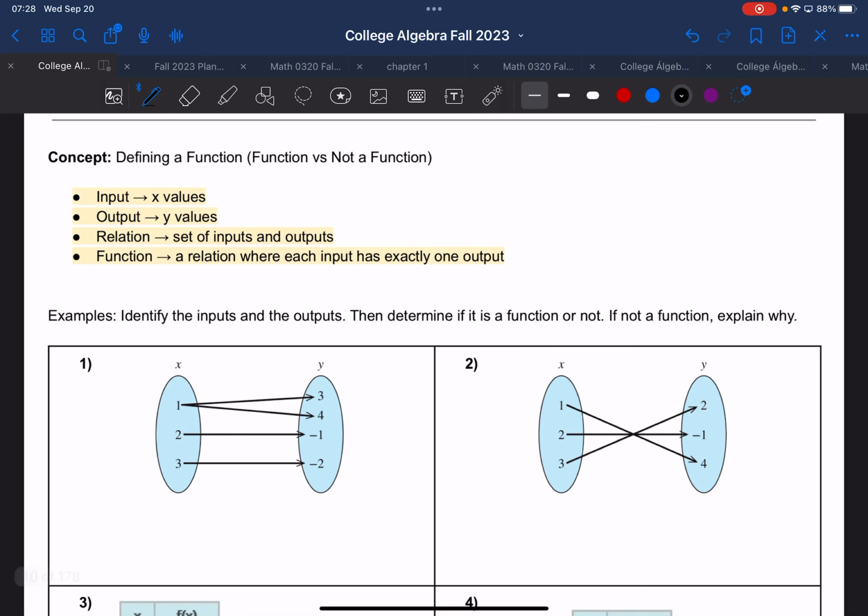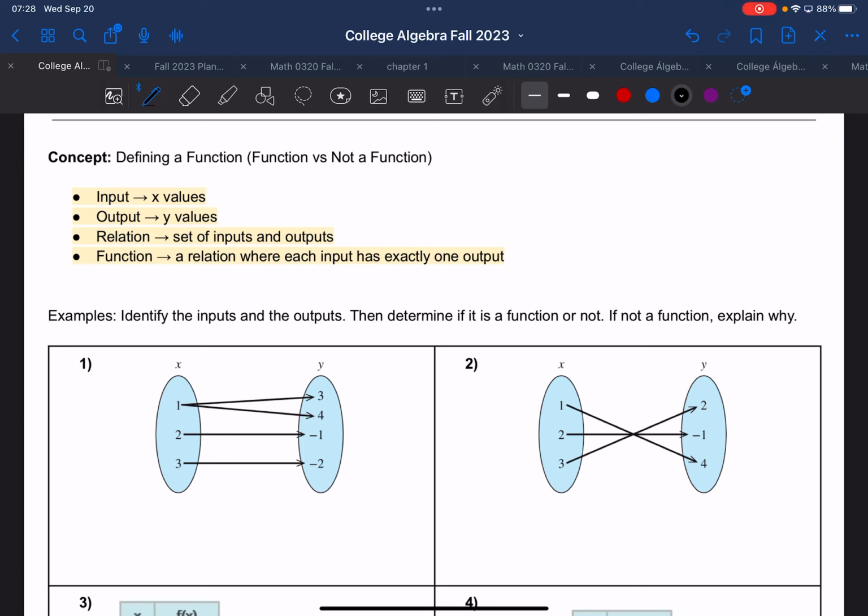So when we are defining a function, so a function versus not a function, we can look at many different things. So in these examples, we're going to look at maps, and that's what these oval things with the arrows are called, maps. We can look at tables, and we can look at graphs, okay, to determine if something is not a function.